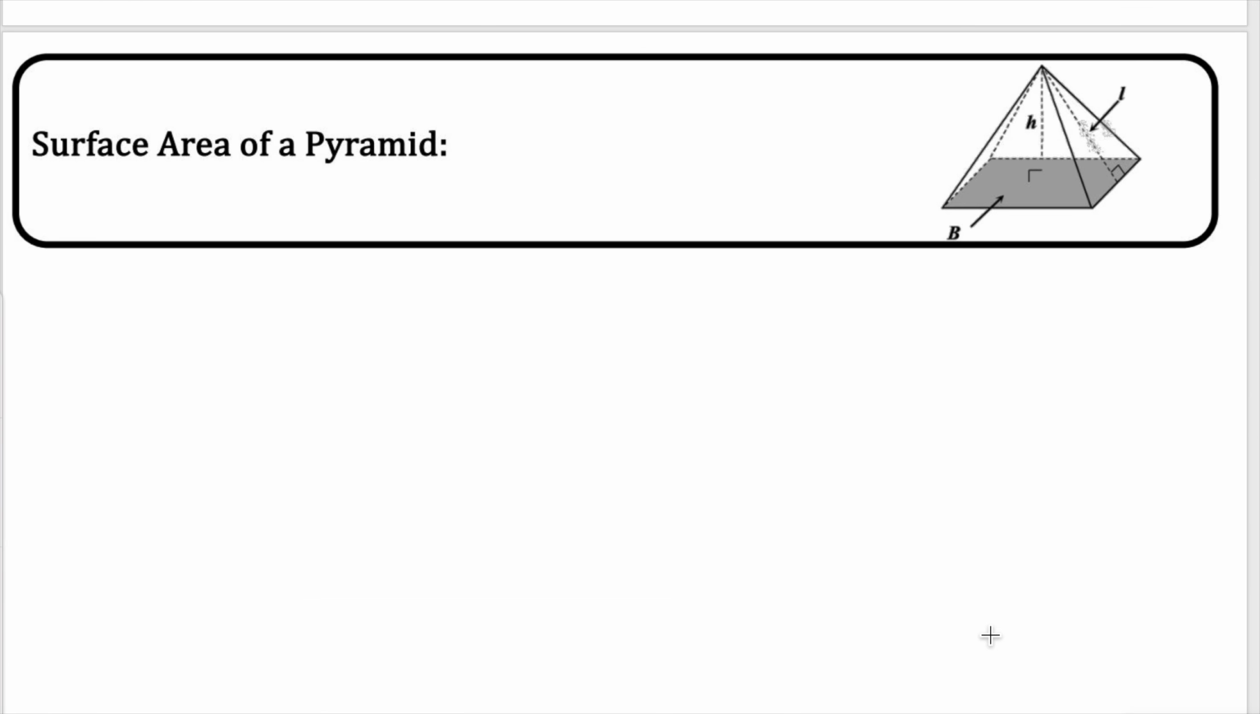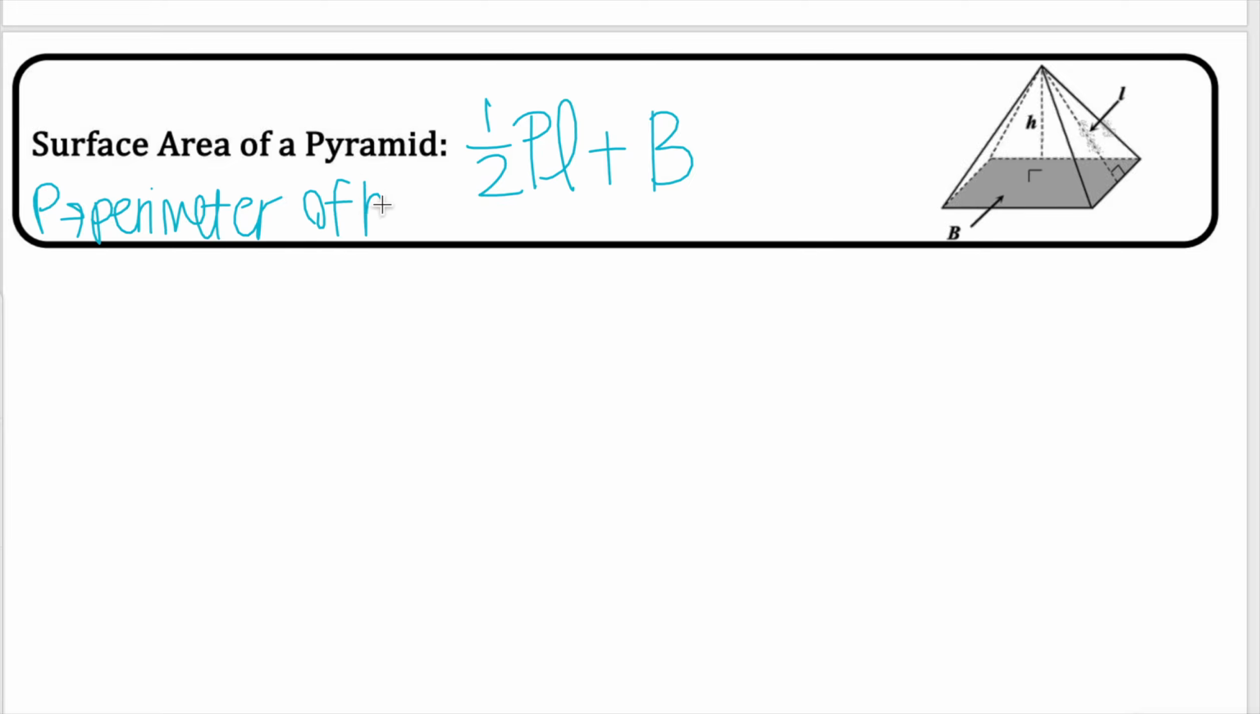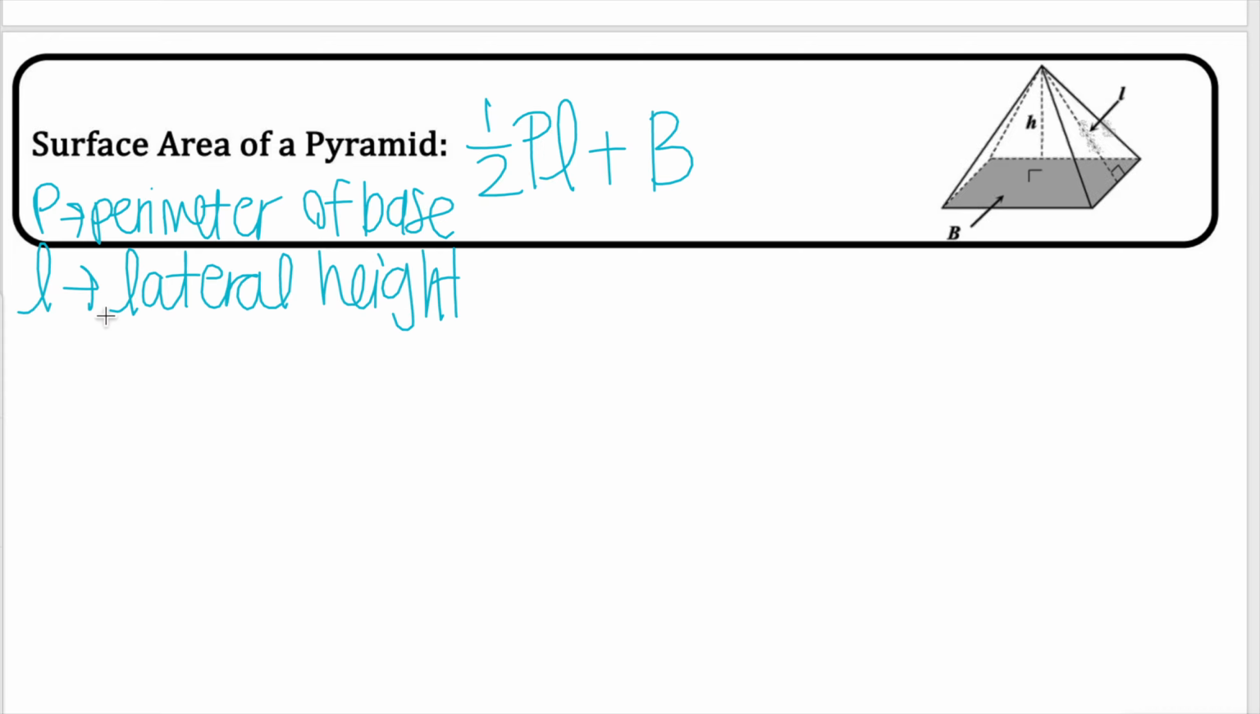On your formula sheet, you do have a formula you can use. That formula is going to say 1/2 P times L plus B, where P is the perimeter of the base, L is going to be your lateral height, which is your slant height, and then B is going to be the area of your base. This works in every scenario.